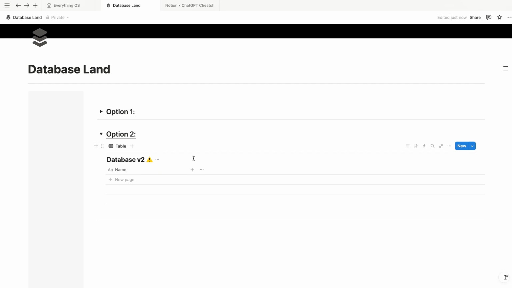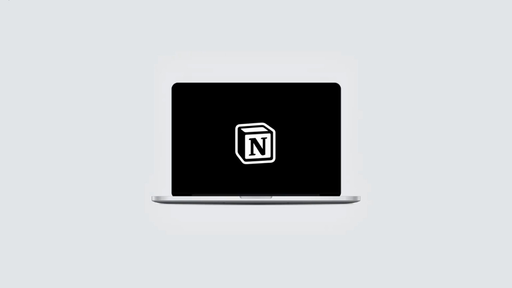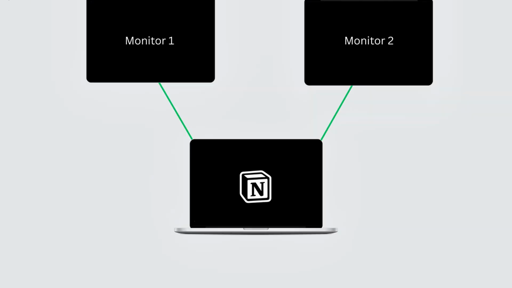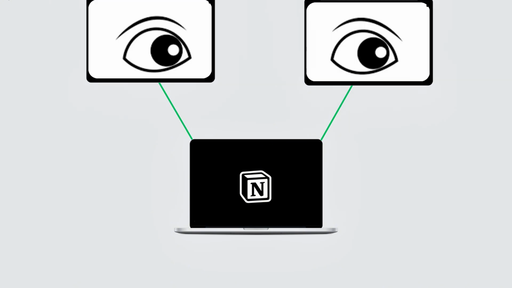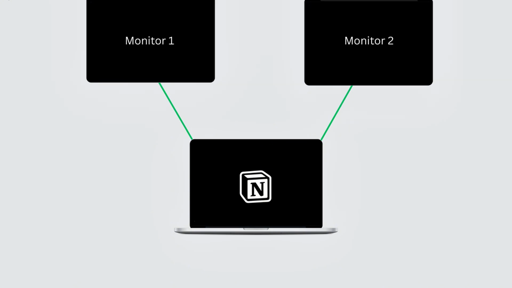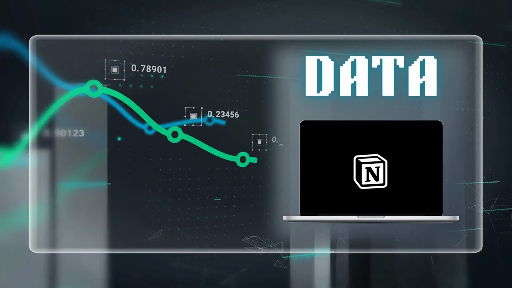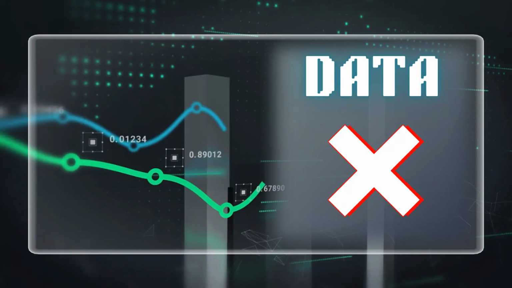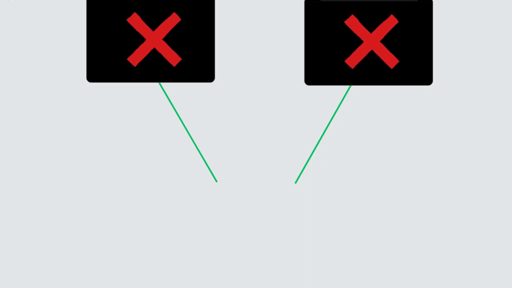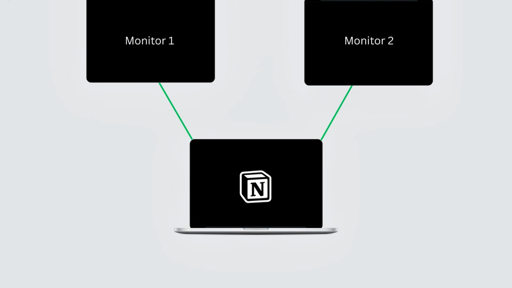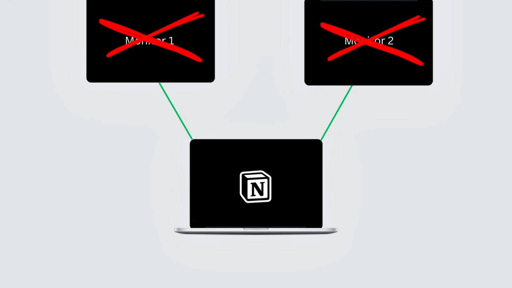But before we do that, it would probably be a good idea to get a full understanding of what a database is and how it works. Think of the database as your computer, and the linked views are the monitors connected to it. Your monitors let you see and interact with specific parts of your computer, but they rely entirely on the computer's data to function. If the computer is gone, the monitors show nothing. Meanwhile, your computer still runs perfectly fine if you remove a monitor.